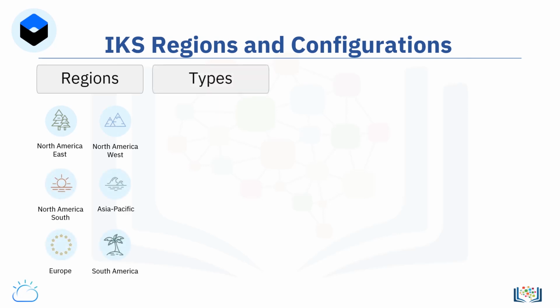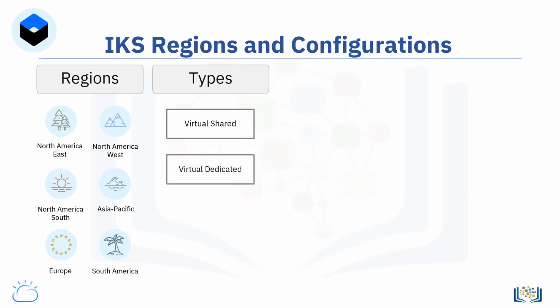There are different ways to deploy IBM Cloud Kubernetes service. The first is on a virtual shared instance. This will provision IKS on virtual machines. Next is a virtual dedicated instance, which is going to provide your Kubernetes cluster on a dedicated server. Recall that this is a single tenant instance.